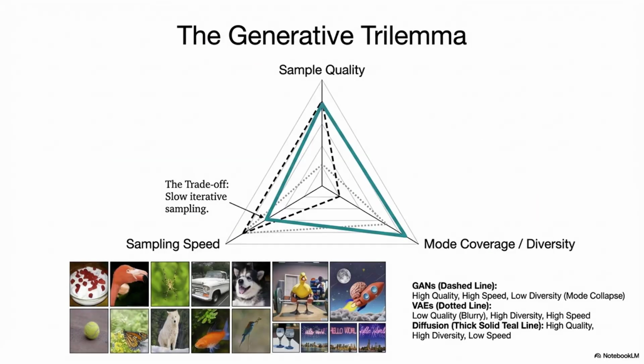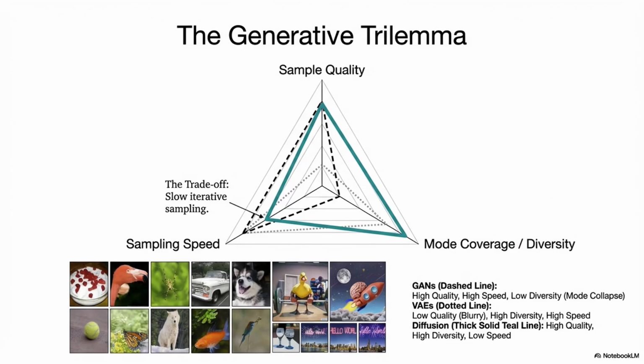This chart gets at what we call the generative trilemma. The basic idea is you have to juggle three things: the quality of your images, the diversity of what you can create, and how fast you can do it. And usually, you can't have all three. See, GANs give you amazing quality, but they can get stuck in a rut, lacking diversity. VAEs are super fast and diverse, but the quality isn't always top-notch. But now, look at that thick teal line for diffusion. It pretty much maxes out both quality and diversity. So, what's the catch? Speed. That step-by-step creation process is incredibly powerful, but it definitely takes its time.